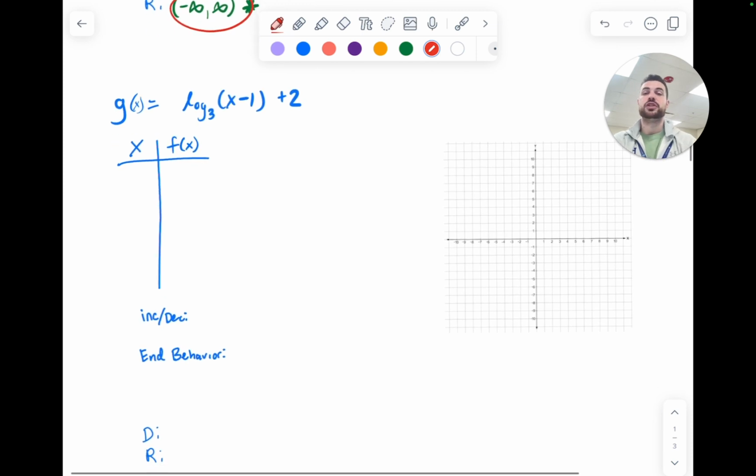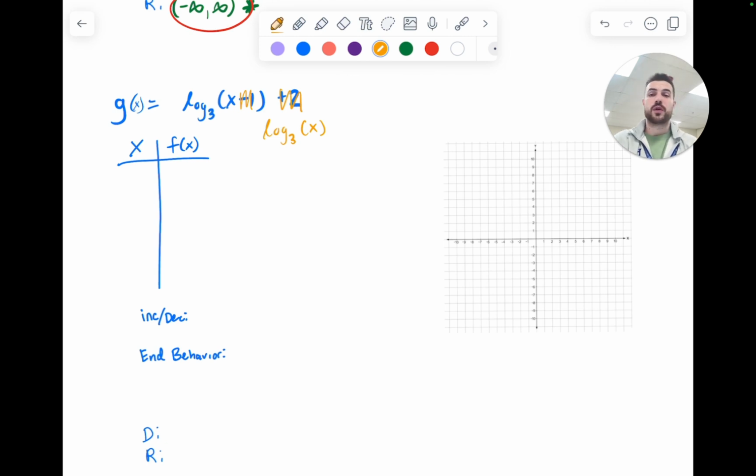In this example, we have g of x equals log base 3 of x minus 1, plus 2. Now, it's important to remember that the parent function of this, without any transformations, is log base 3 of x. Again, it's a little bit difficult for us to graph logs, so we're actually going to start with the inverse, which would be 3 to the x power. So we can create a mini table where we have nice x values to plug in. We get 3 to the 0 power, which is 1, and 3 to the first power, which is 3. So (0, 1) and (1, 3) are points of our inverse function, 3 to the x power.